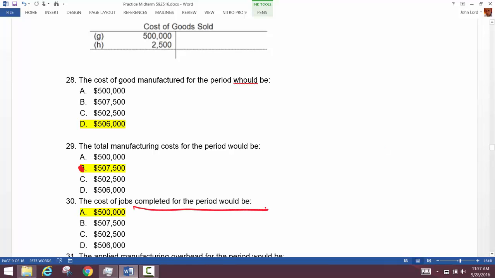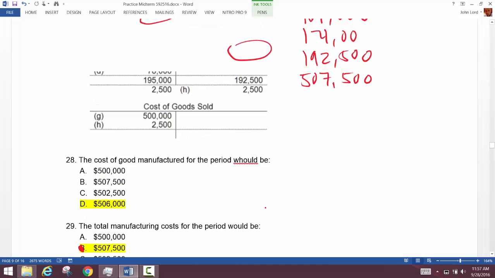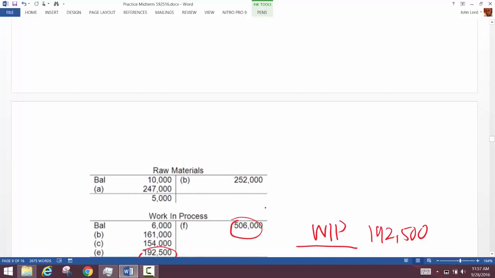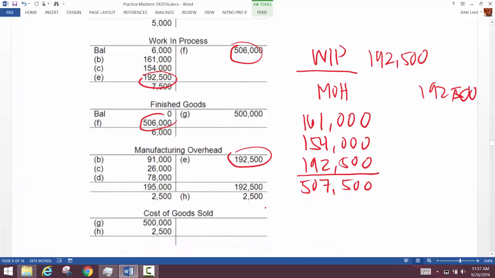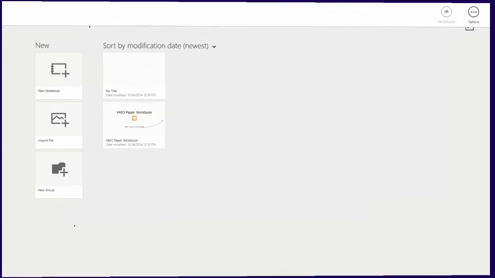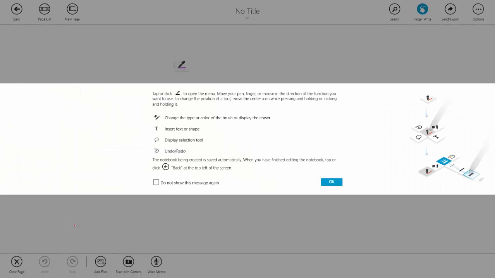The cost of jobs completed for the period, and again, I must not have been paying very close attention to what I was doing. The cost of jobs completed for the period is not the $500,000 that came out of finished goods and went into cost of goods sold. That's not correct. We call that what? The amount that goes out of finished goods into cost of goods sold.